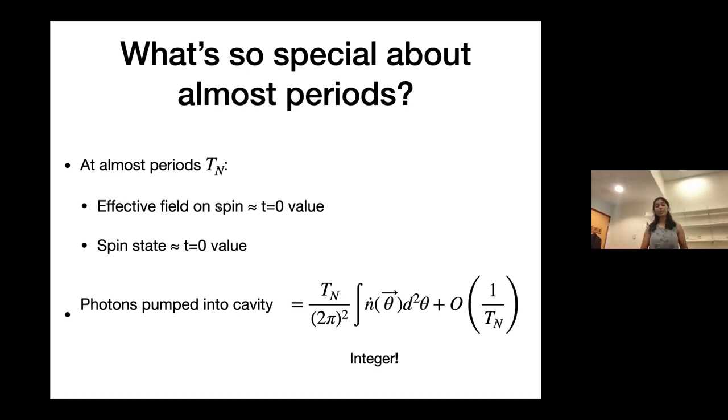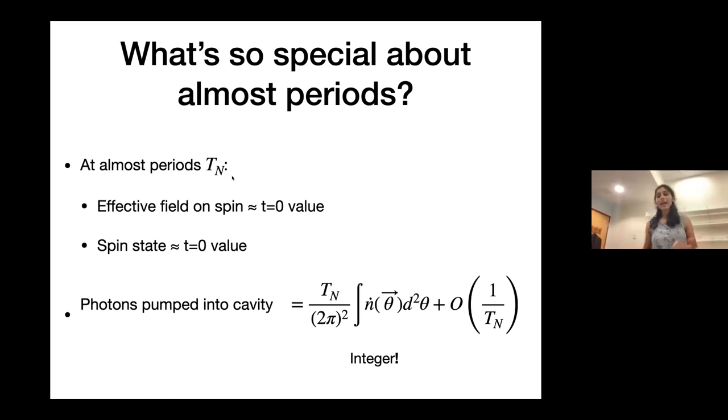So that's fine, but that's simply what's going on at this moment, at the almost periods. To know how many photons have been pumped into the cavity, you kind of need to know the entire history of what happened until that almost period. Now I'm not showing this to you, but what you can show is that if you looked at the photons pumped into the cavity up to these almost periods, you can express it as an integral over the drive phases up to an error that's going down with the time of the almost period itself. So you can both show that this thing is an integer and second that it's independent of the starting drive phases. Okay, so that's what's special about the almost periods: at those points, in the semi-classical regime, you get the same number of photons pumped into the cavity up to an error that's vanishing with the almost period value itself.